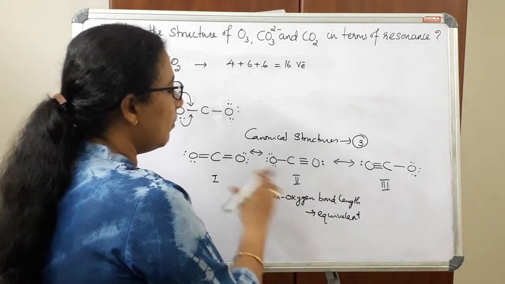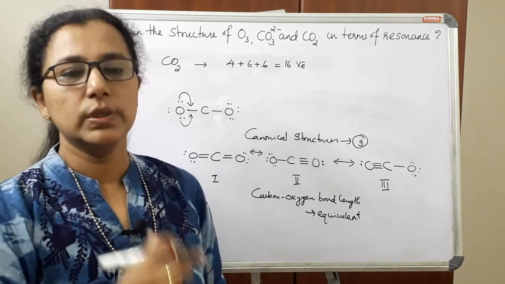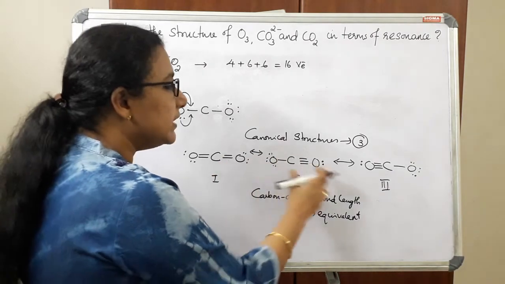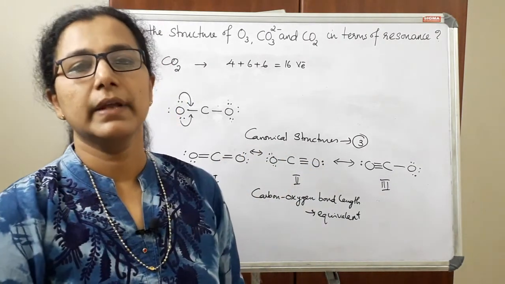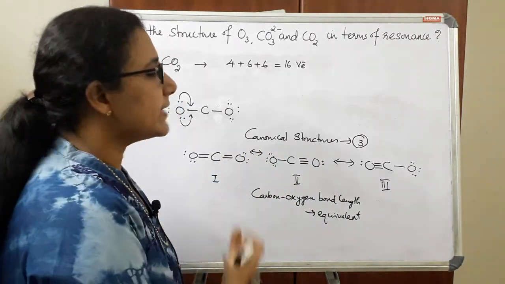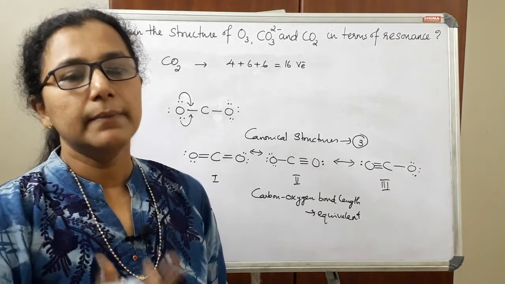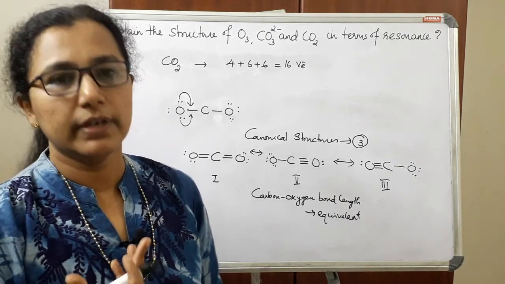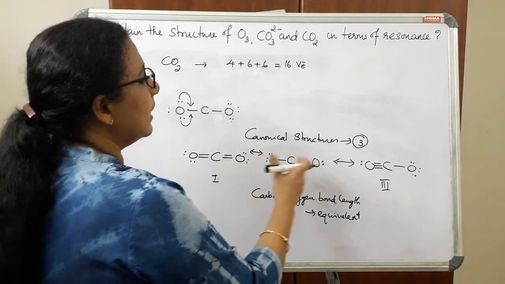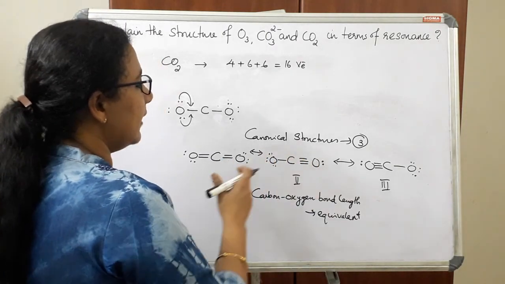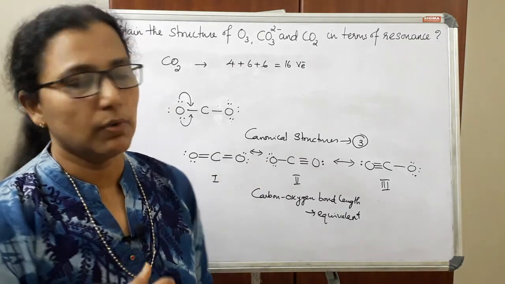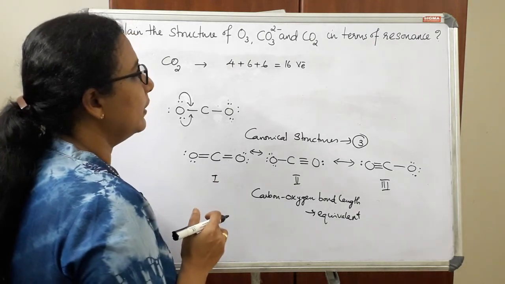So the carbon-oxygen bond length of the carbon dioxide molecule is actually equivalent. So if we draw any one of these structures, we will not explain that property. We can explain that property only by considering the concept of resonance. So these three are the resonance structures, and these structures will explain the properties of the carbon dioxide molecule. So this is about the carbon dioxide molecule.